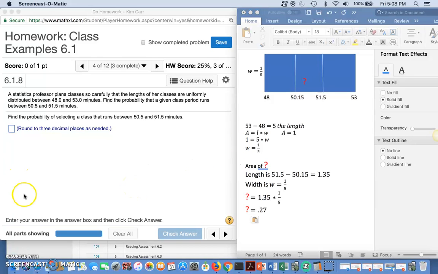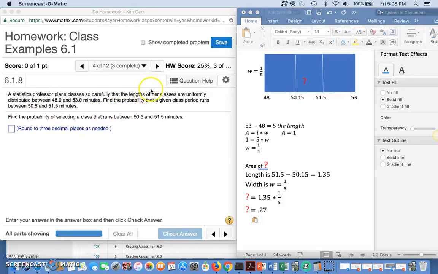Okay, I've gone ahead and done a lot of the work over here. It's just arithmetic, but I needed a really good picture display to explain it as best I could. A statistics professor plans classes so carefully that the lengths of her classes are uniformly distributed between 48 and 53 minutes. Find the probability that a given class period runs between 50.5 and 51.5.